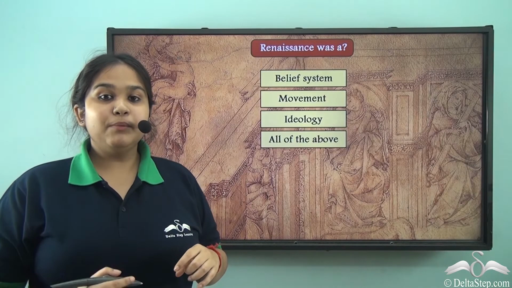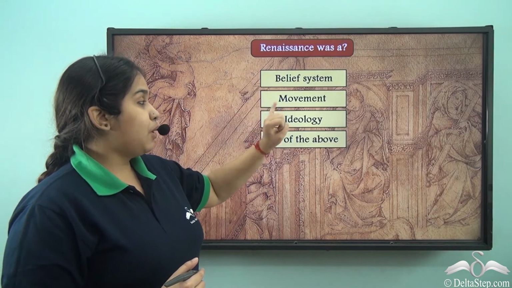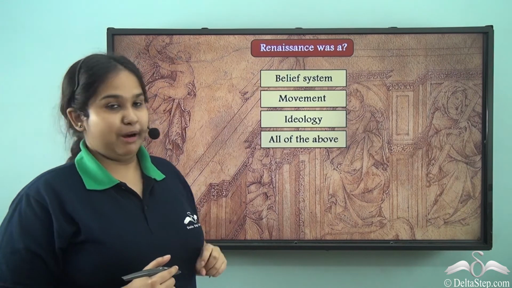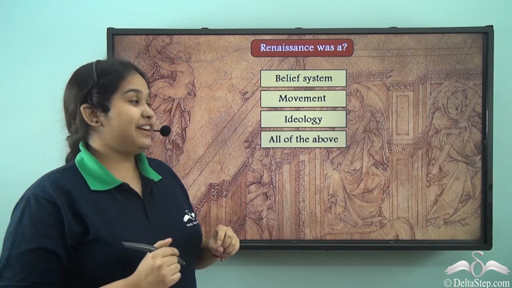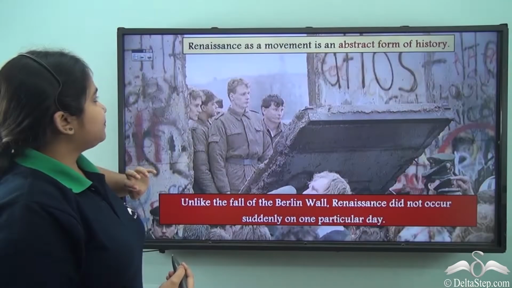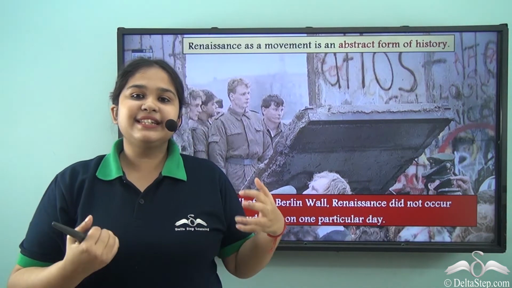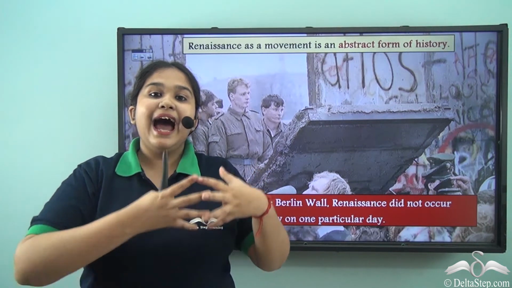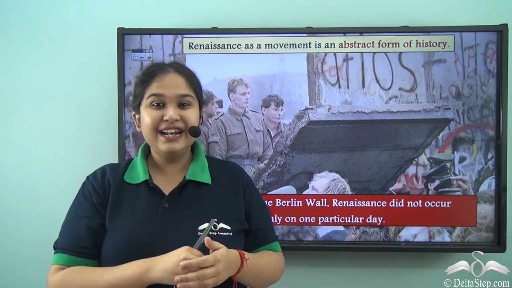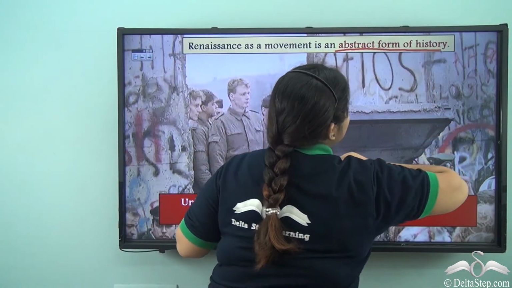So can you tell me what exactly was the Renaissance age? Was it a belief system? Was it a movement? Was it an ideology? Or was it all of the above? That's correct. It was all of the above. Thus, we can say that Renaissance is not exactly something that happens and we can recognize it by that particular happening, right? So that becomes the abstract form of history.